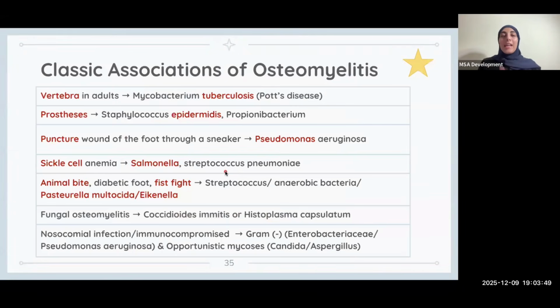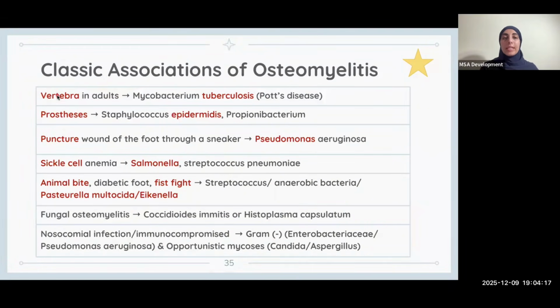Okay. Now, this slide is a very high yield slide. If you're gonna know one thing from the osteomyelitis lecture, make it this slide, okay? This is where a lot of questions are gonna come from. They'll give you a case scenario and ask you about the organism. So you have to know these. You just have to figure out a way to associate them with each other. So we'll talk about the classic associations in osteomyelitis. This is the point that I was referring to.